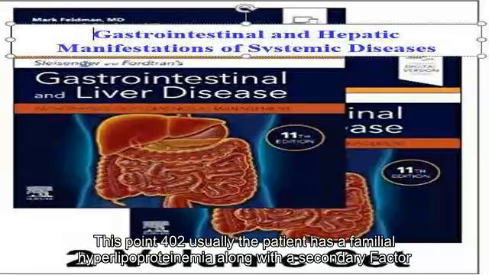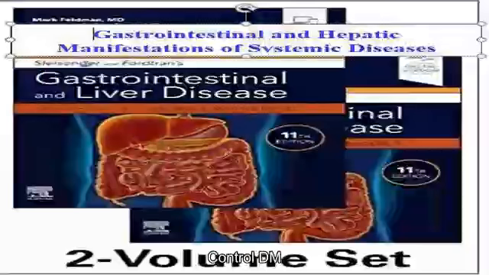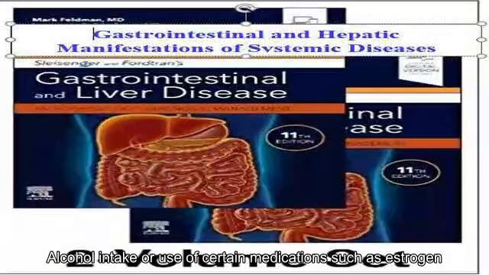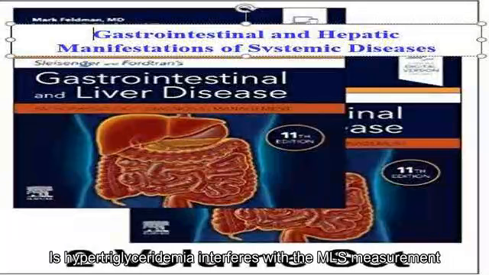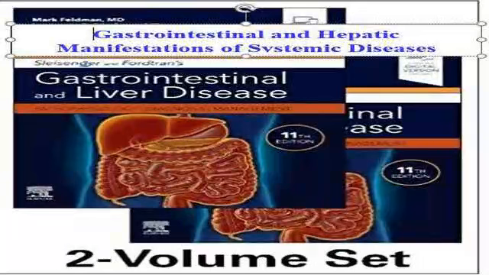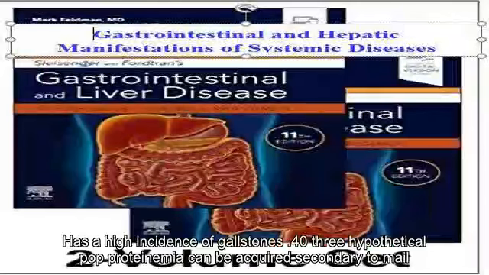402 Usually the patient has a familial hyperlipoproteinemia along with a secondary factor, such as poorly controlled DM, alcohol intake, or use of certain medications such as estrogen. The serum amylase level may be normal or minimally elevated as hypertriglyceridemia interferes with the amylase measurement. Familial hyperlipoproteinemia, particularly type 4, has a high incidence of gallstones.